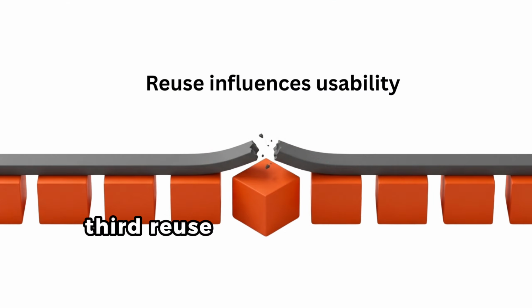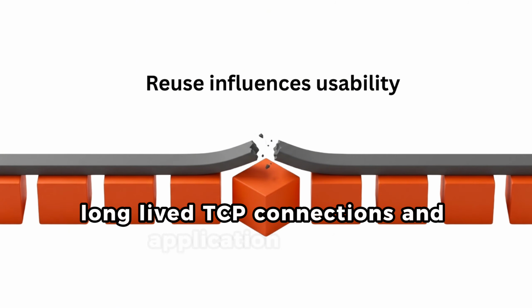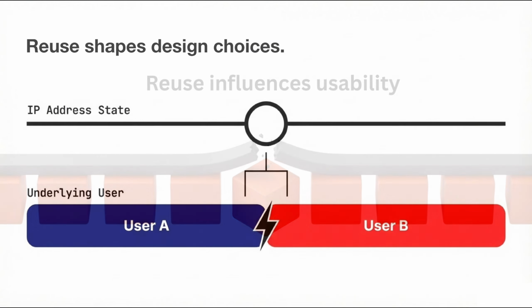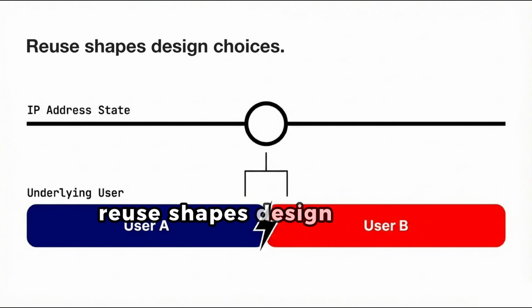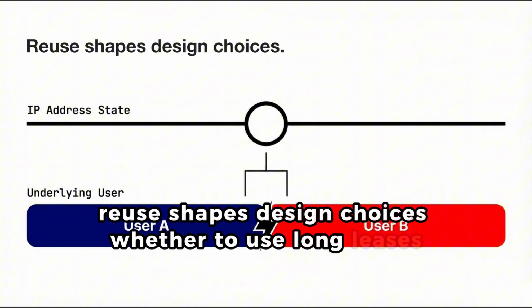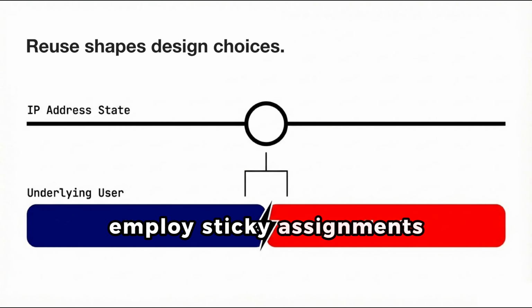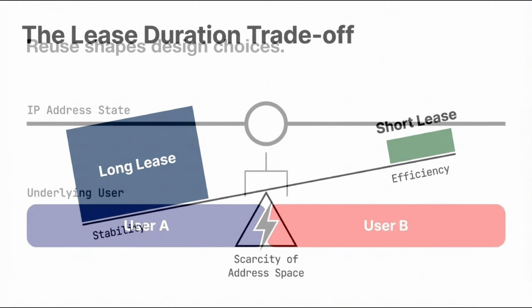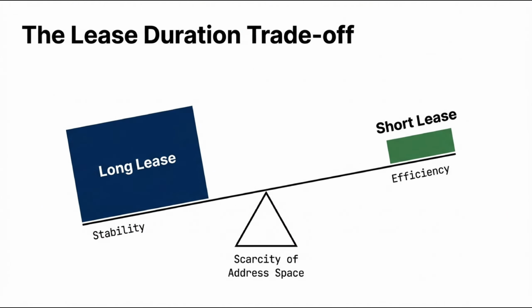Attackers can also inherit reputation from previous occupants of an address, causing false positives in threat detection. Third, reuse influences usability. Long-lived TCP connections and application sessions break when an IP is reassigned, causing apparent failures for users. Finally, reuse shapes design choices: whether to use long leases, employ sticky assignments, or decouple identity from address through higher-level identifiers. There are important features and trade-offs to understand.